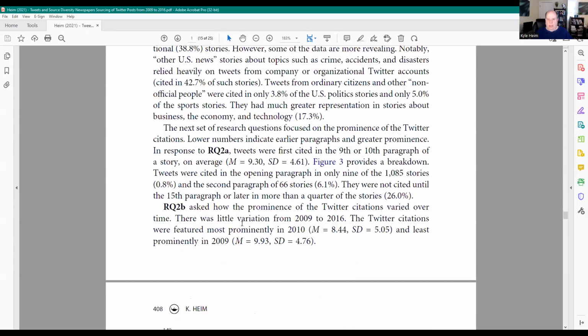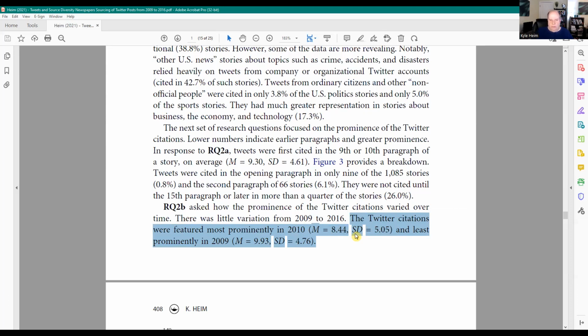So sometimes, you may read something like, I'm just going to pick a sentence here. The Twitter citations were featured most prominently in 2010 and least prominently in 2009. Okay, that's all I need to know when I'm looking at this article. It's okay if I don't understand what this M equals 8.44, SD equals 5.05. It's okay if you don't understand what that means. As long as you understand what the sentence says, that's good enough. So don't let numbers like that scare you.